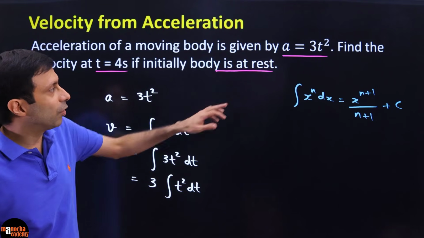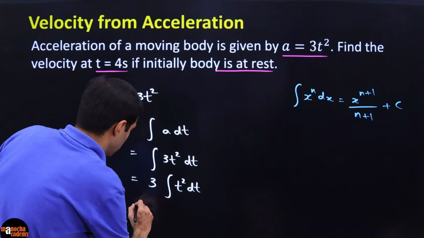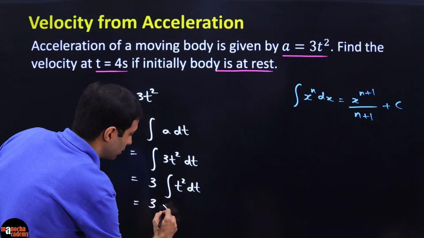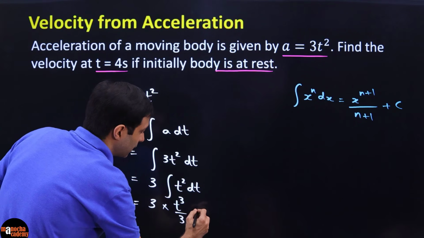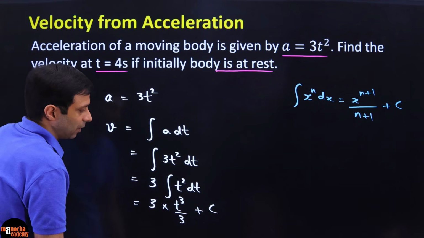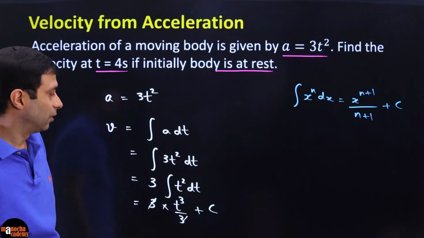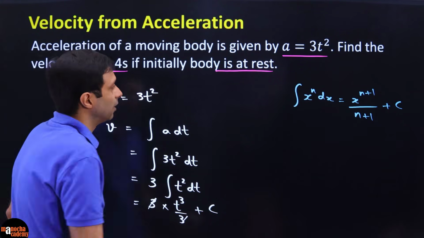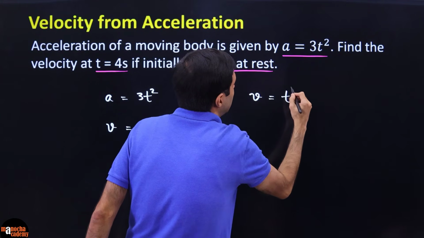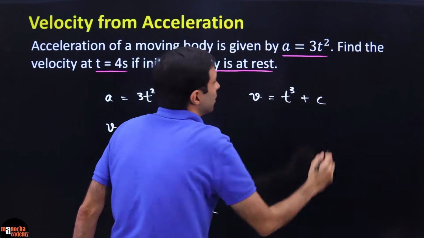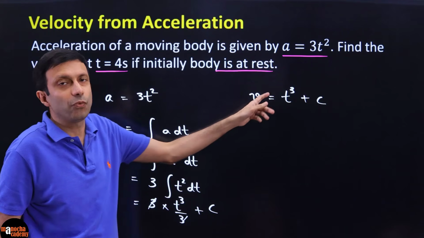So what will be the integration of t square? t cube by 3, right? So this is going to give me 3 times t cube by 3 plus a constant c. And this 3 and 3 will cancel here. So what are we left with? t cube plus c. So velocity is going to be equal to t cube plus c. This is my expression. And I need to find the velocity at t equal to 4 seconds.